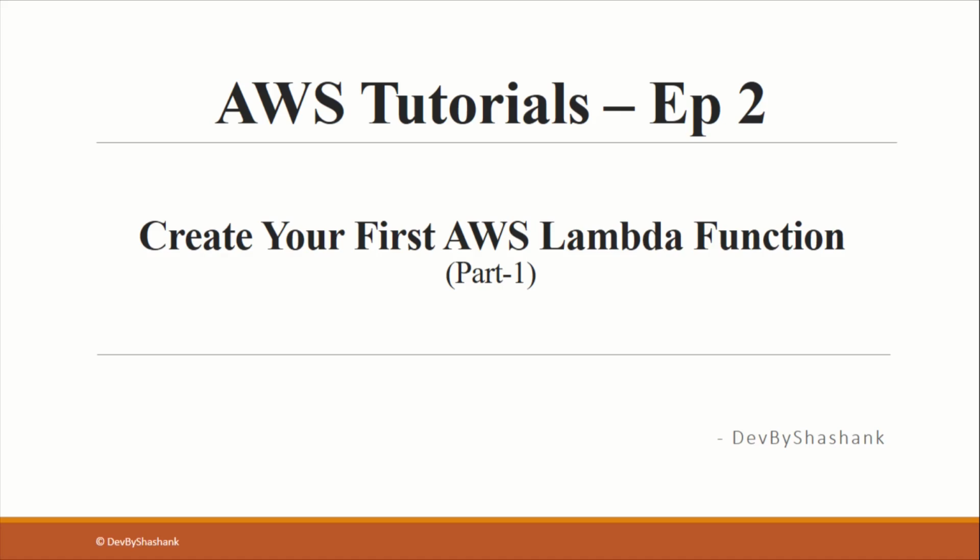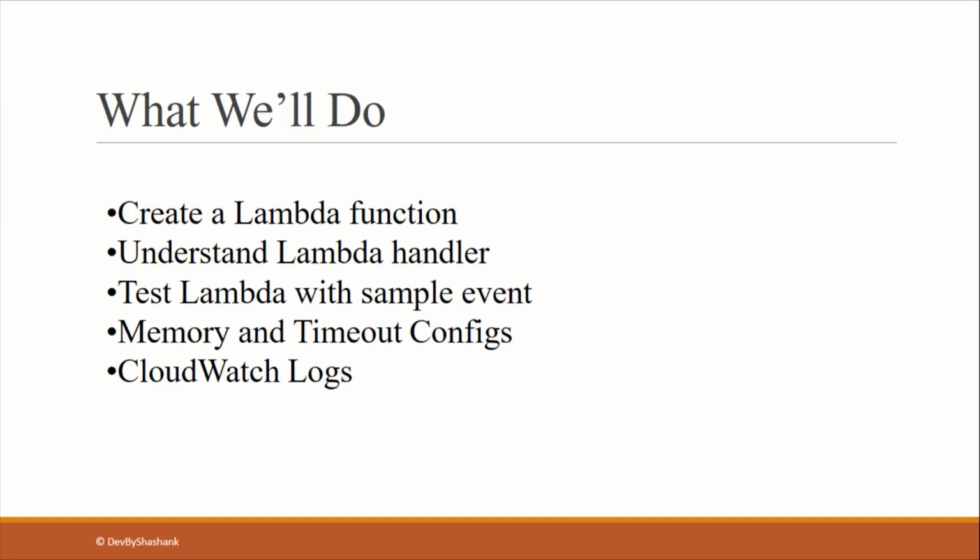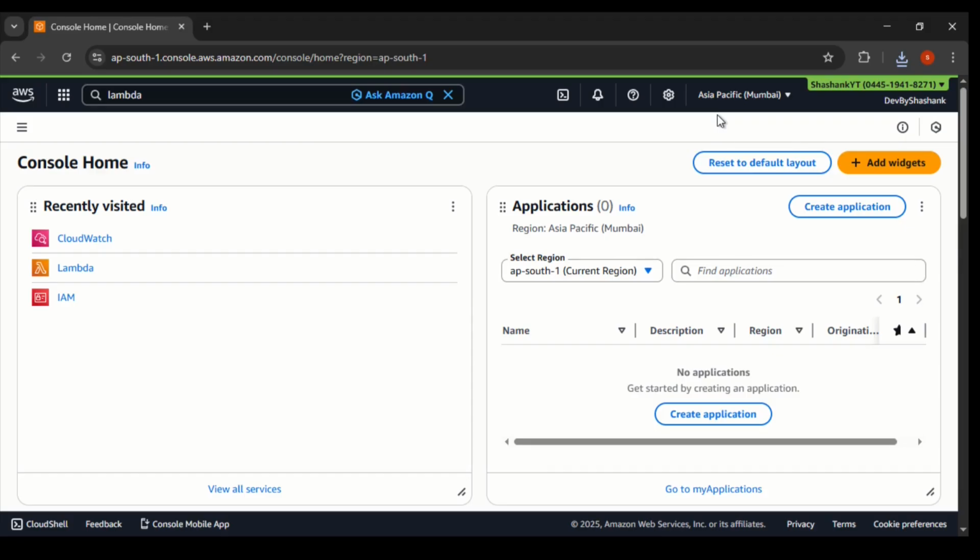In this video, we are going to create our first AWS Lambda function. We'll create a Lambda function, we'll understand what is Lambda handler, we'll test the Lambda with a sample event, then we'll configure memory and timeout values, and we'll see the Lambda log in CloudWatch service. So now let's move to the AWS console.